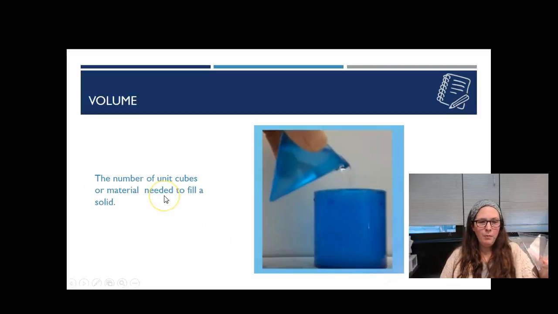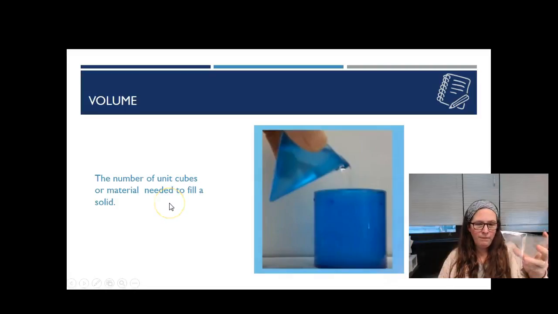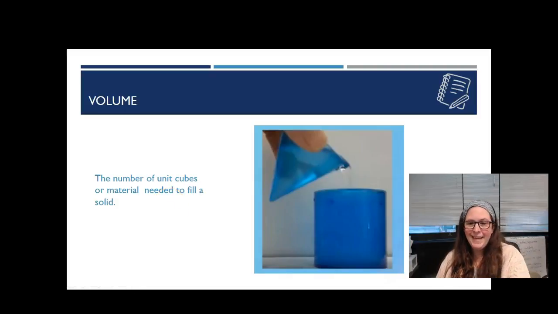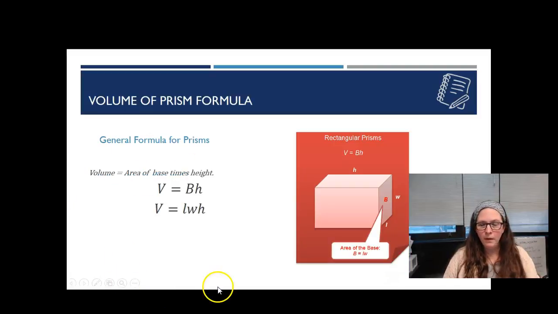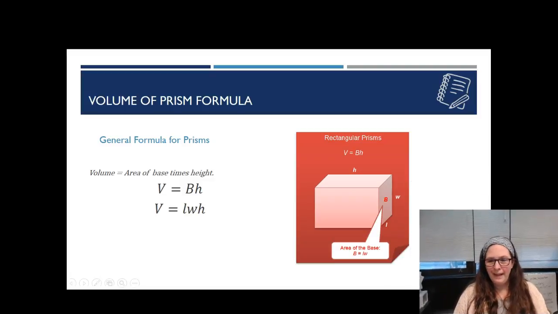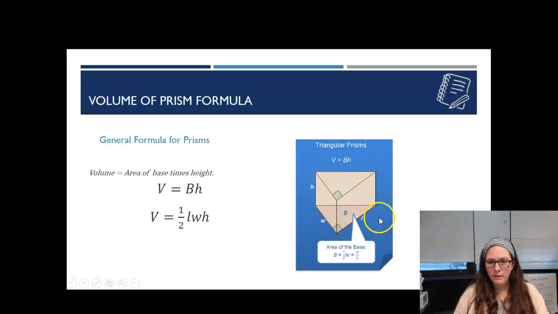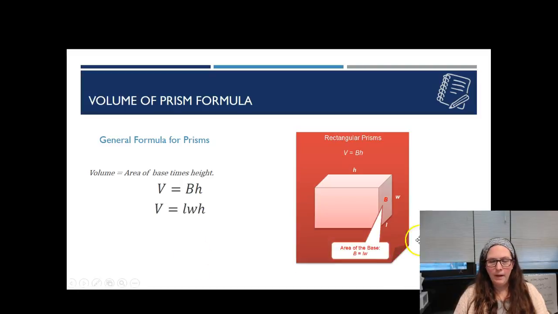Some books define it as the number of unit cubes or material needed to fill a solid. Remember, again, it's taking up the entire space of the solid, not just the outline. There's a really nice general formula when we are looking at solids, and the general formula for all prisms is that we find the area of the base and multiply it by the height. So you'll see this oftentimes written out as V equals capital B H. And the capital B tells us that that's the area of the base.